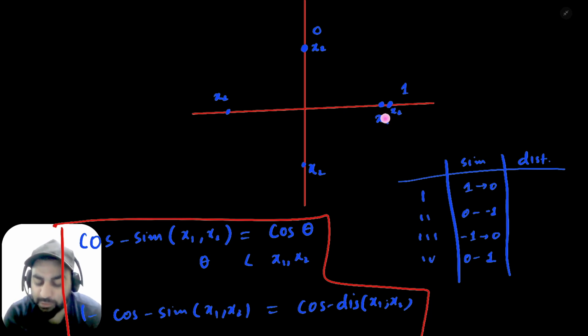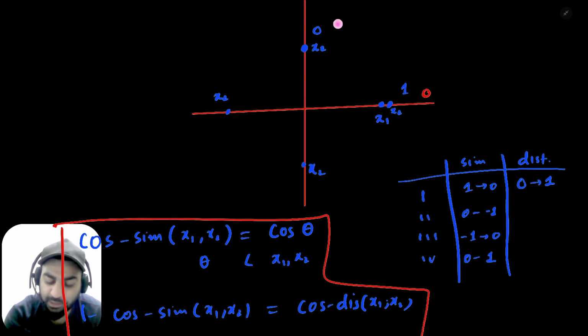When x1 was here and x2 was also there, the distance between them was 1 minus cosine similarity, that's 1 minus 1. The distance between them was 0, because, as you can see over here, they are on top of each other. So it went from 0 to 1. Okay, so I'll write this. Here the distance was 0, and here the distance was 1.